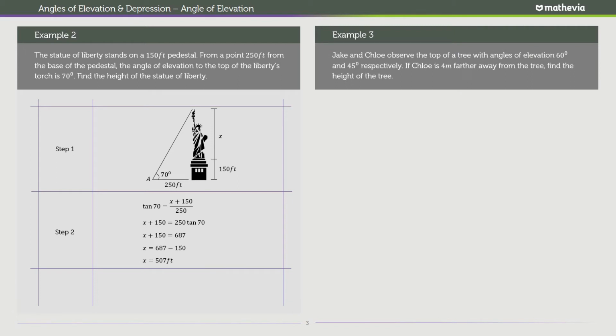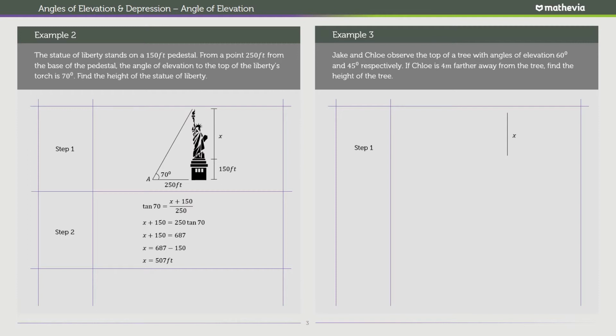Now one final example. We have Jake and Chloe observing the top of a tree with angles of elevation 60 degrees and 45 degrees respectively. If Chloe is 4 meters farther away from the tree, find the height of the tree. Now this one is very interesting. Let's just get our diagram drawn first, because we're looking for the height of the tree, and we don't know it.